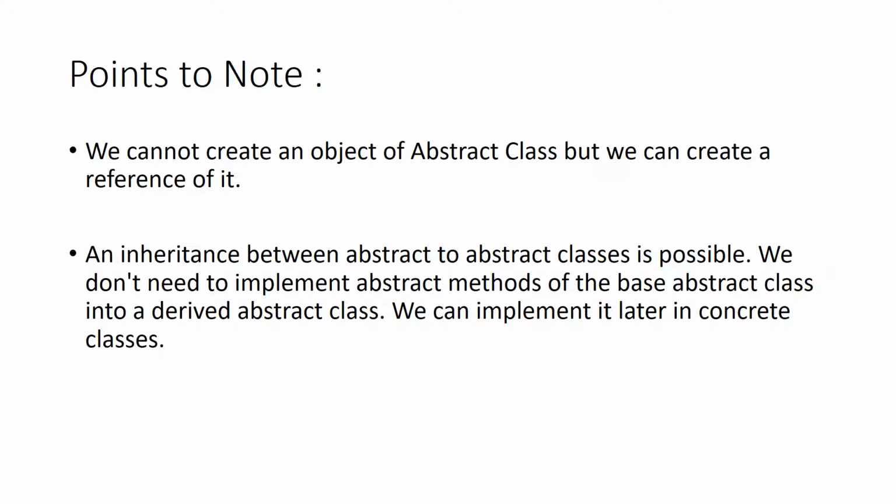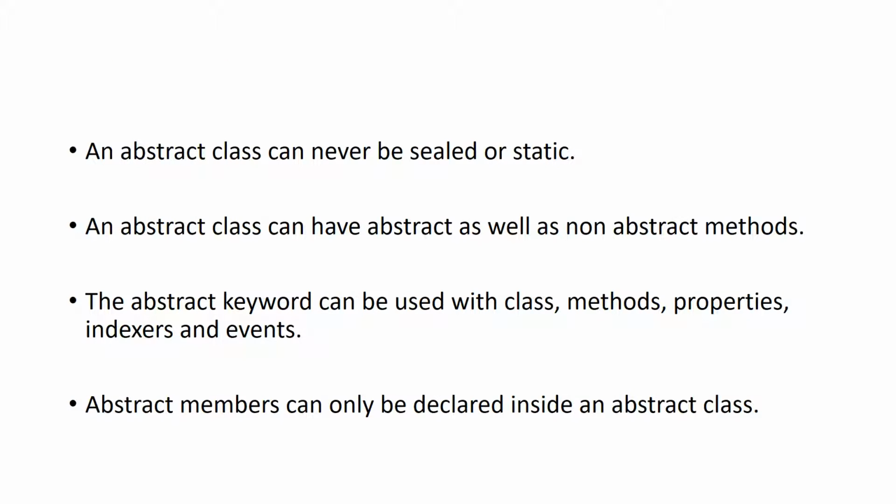Points to note: we cannot create an object of an abstract class, but we can create a reference of it. An inheritance between abstract to abstract class is possible. You don't need to implement abstract methods of the base class into a derived abstract class. We can implement it later in concrete classes. An abstract class can never be sealed or static. An abstract class can have abstract as well as non-abstract methods.